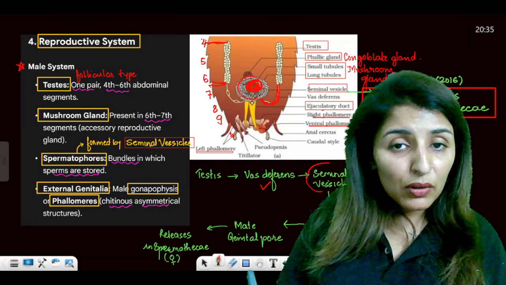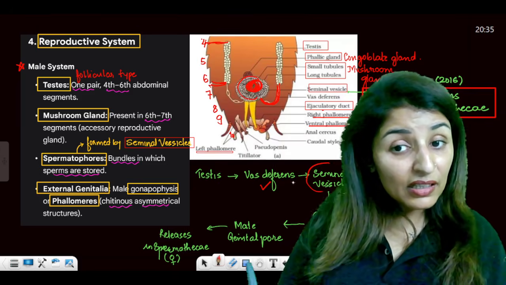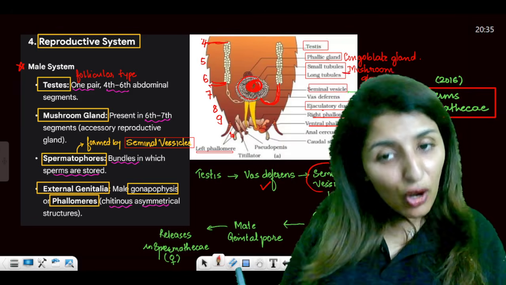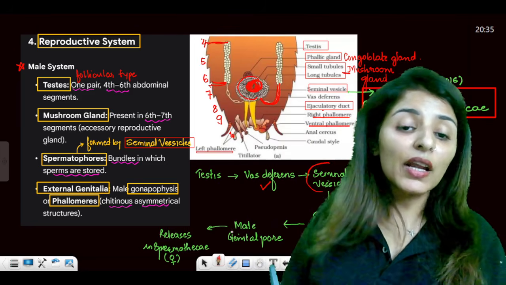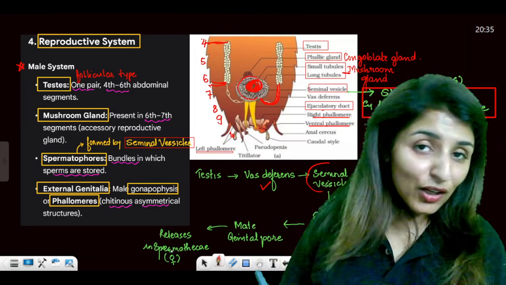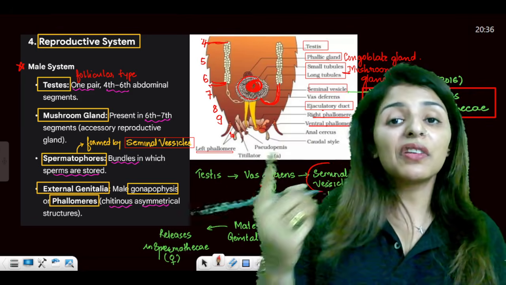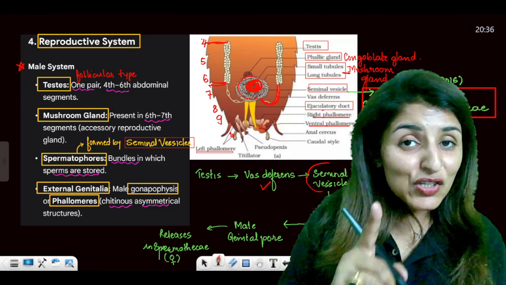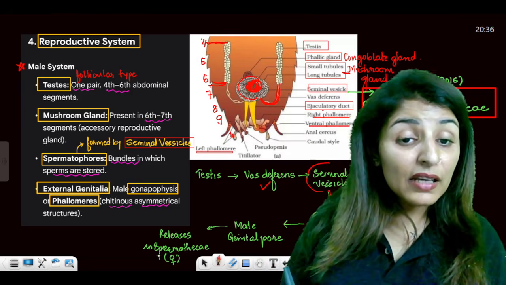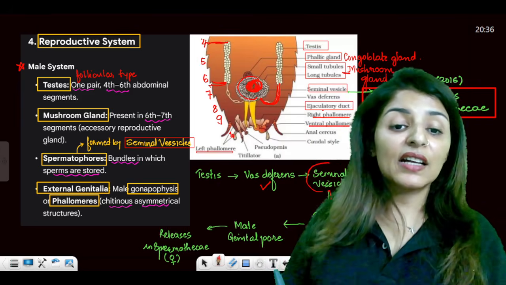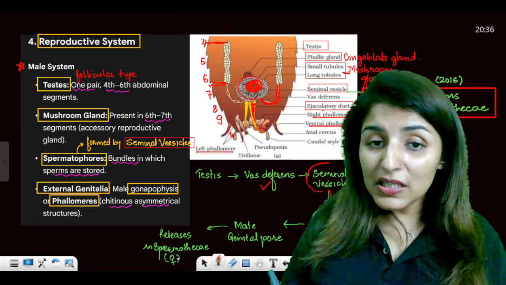Can you see this yellow colored thick duct? This is the ejaculatory duct. From the ejaculatory duct, the sperms are going to move into the male genital pore and they'll be released outside. No, they'll be released into the female body. So hashtag internal fertilization will take place. They will be released in which part of the female body? That is the spermatheca. I hope these points are clear.